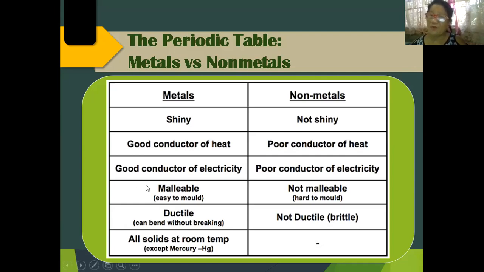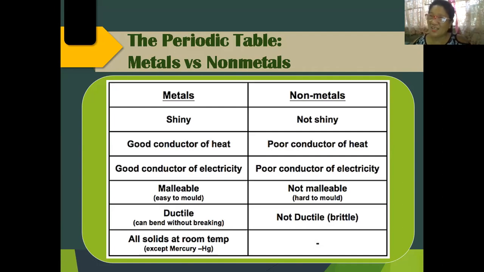Metals are malleable, meaning they can easily be molded. That is why you have different molds, for example for making leche flan. They could be molded. These are metals. Non-metals are not malleable. Metals are also ductile. They can bend without breaking. They are ductile in a way that you can roll aluminum, for example. But non-metals are not; they are brittle. Then all metals are solid at room temperature, except of course mercury.